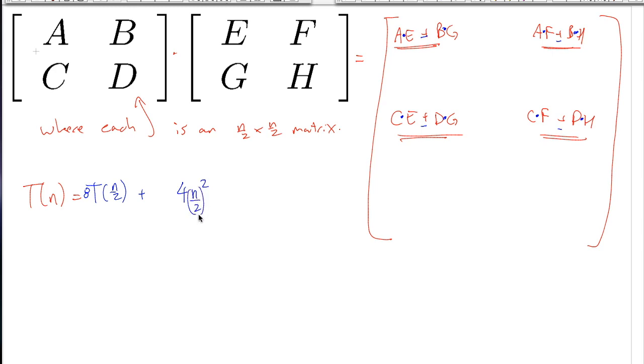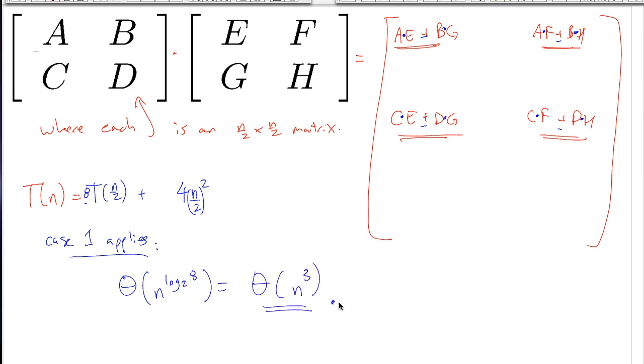Now take a look at that recurrence. What does it solve to? Which case of the master theorem applies here? First case, right? Because this is a, this is b. So case 1 applies. And so the solution is going to be what? n to the log base 2 of 8, which is n cubed. Question?